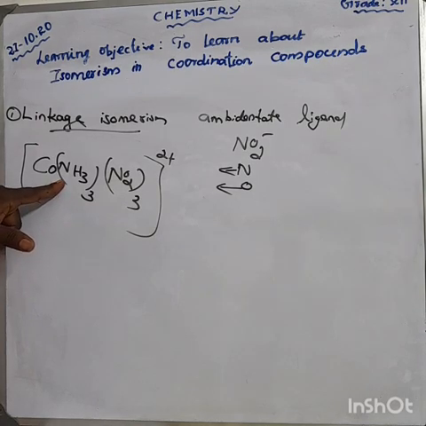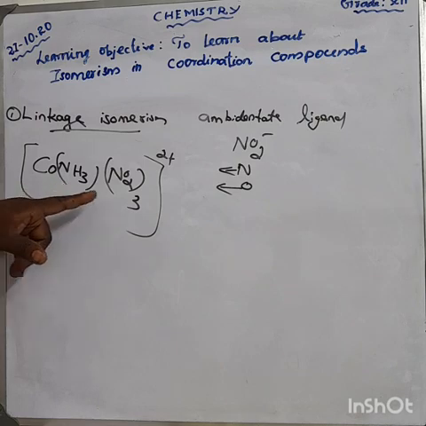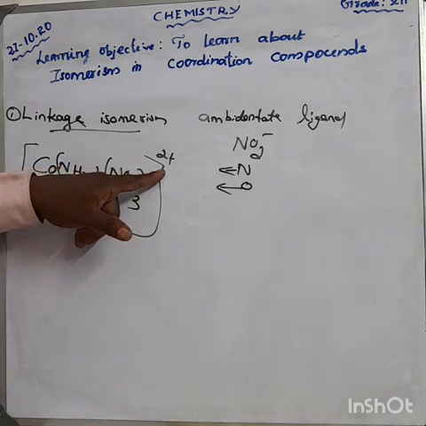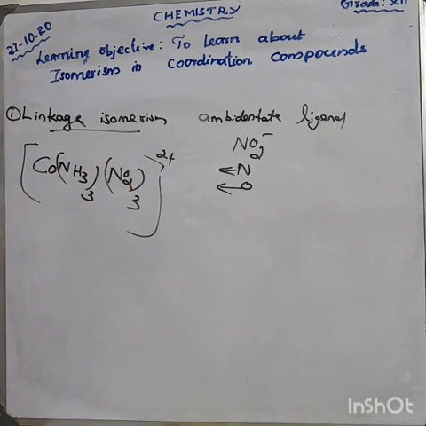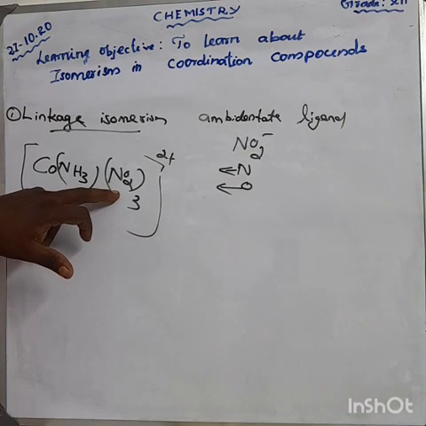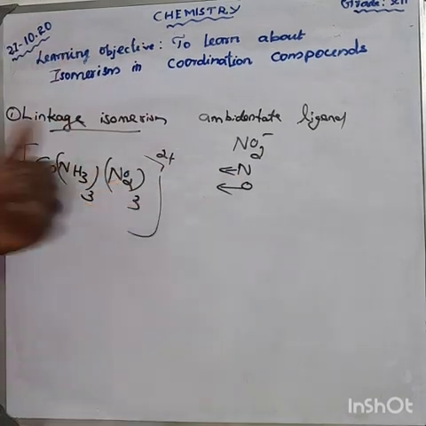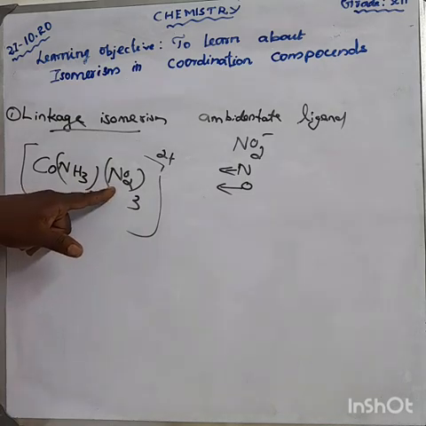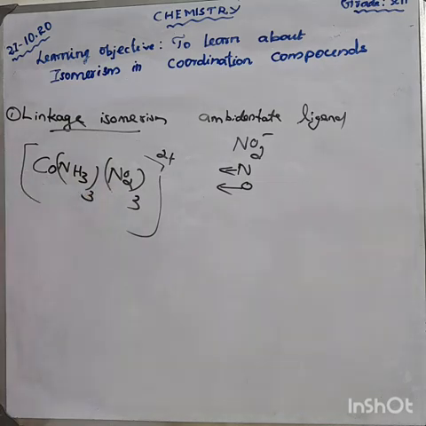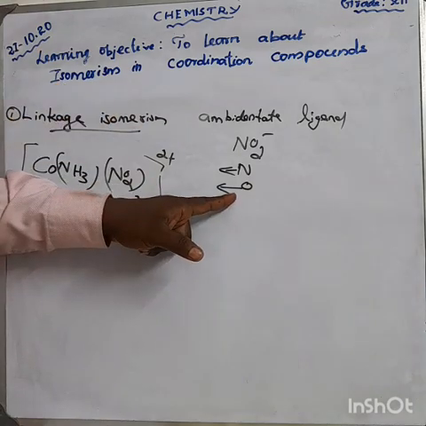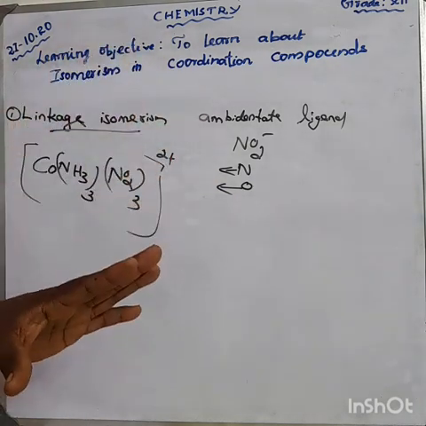Ammonia is written as ammine. How much ammonia is there? Three, so we say triammine, trinitro, cobalt(III). That is the name of the complex. Am I right? Here, NO2 is an ambidentate ligand because it can be attached through nitrogen and also through oxygen. Anyhow, when nitrogen is attached it gives one color, and when oxygen is attached it gives another color. The color is different.